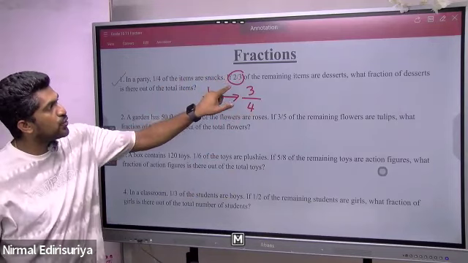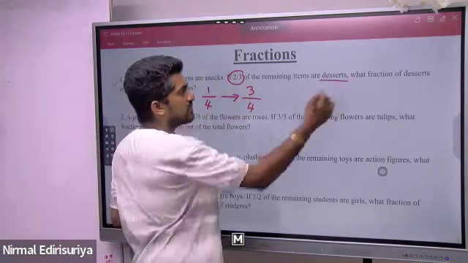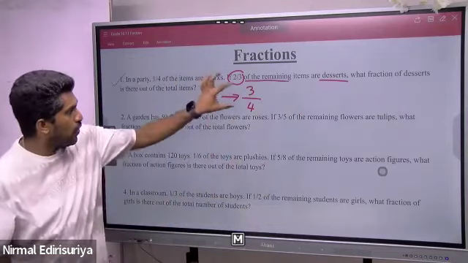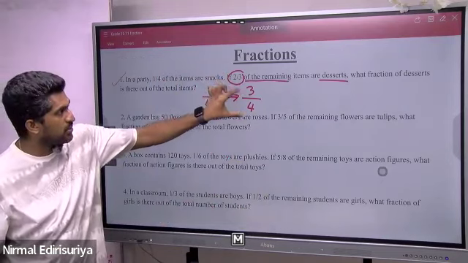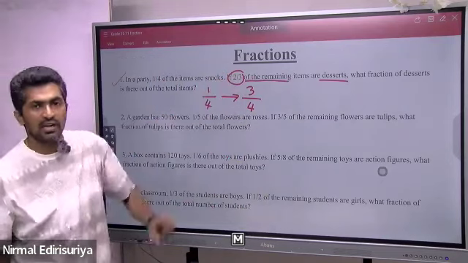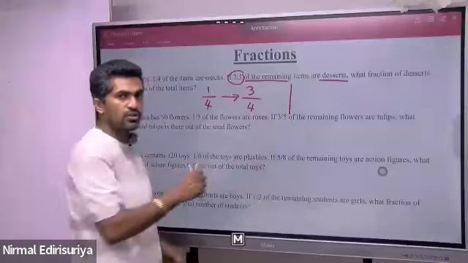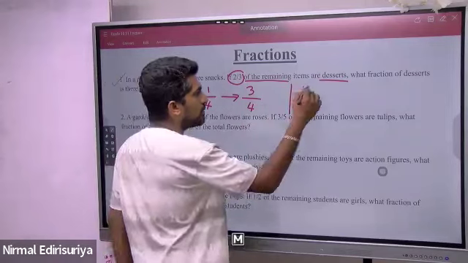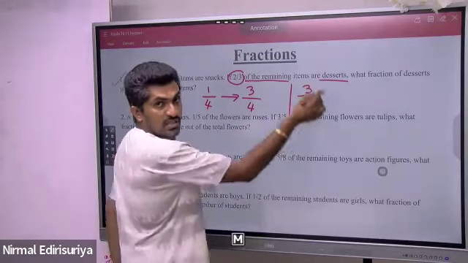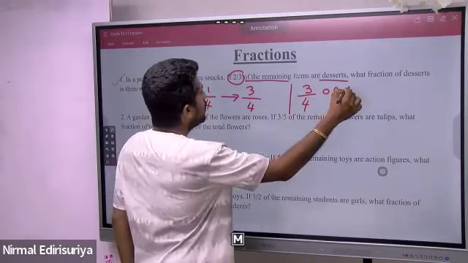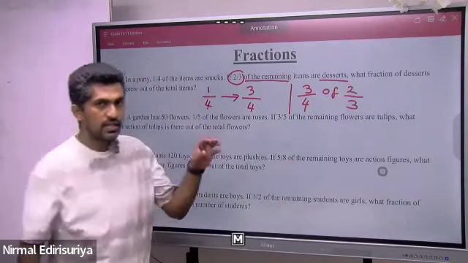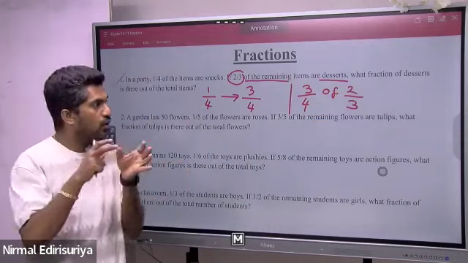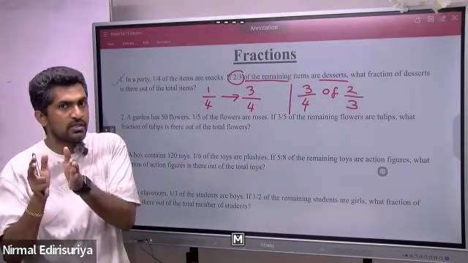From this three-fourths, two-thirds are dessert. That's what they say. So try to understand this statement of the remaining. Of the remaining three-fourths, two-thirds are desserts. So to find the fraction of dessert, you have to multiply three-fourths, the remaining, of two-thirds. Here they use the term "of" to represent the portion.